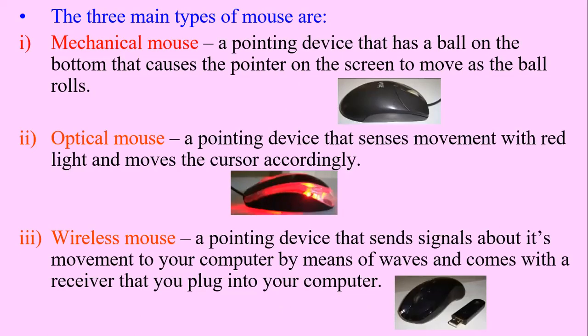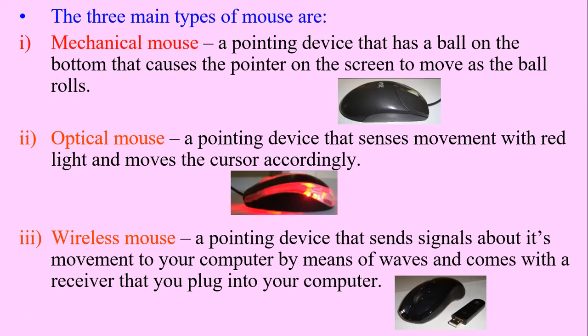There are three main types of mouse. These are, number one, the mechanical mouse. This is a pointing device that has a ball on the bottom that causes the pointer on the screen to move as the ball rolls. And therefore, the mechanical mouse is normally the traditional mouse, the very first mouse to be used with computers.